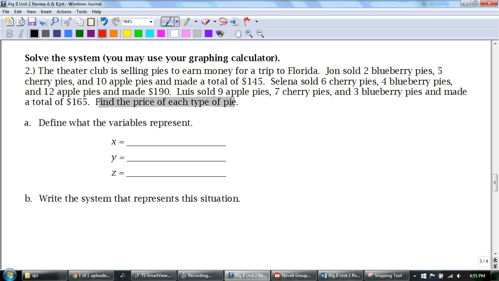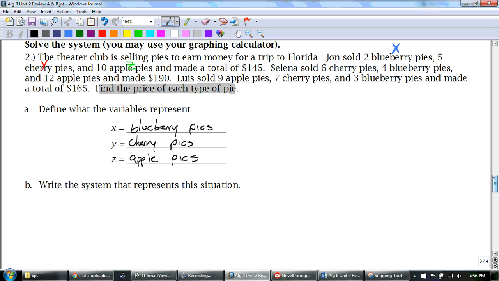So, what are they talking about? Well, they're talking about blueberry pies. That was our X. That's what they mentioned first. Then they mentioned cherry pies. And then they mention apple pies. Okay, so I'm going to have X be my blueberry pies. Y is going to be my cherry pies. And Z is going to be my apple pies. So we have to write a system.